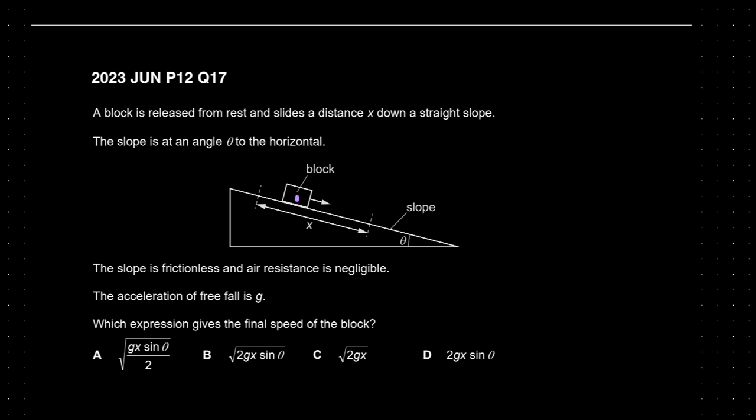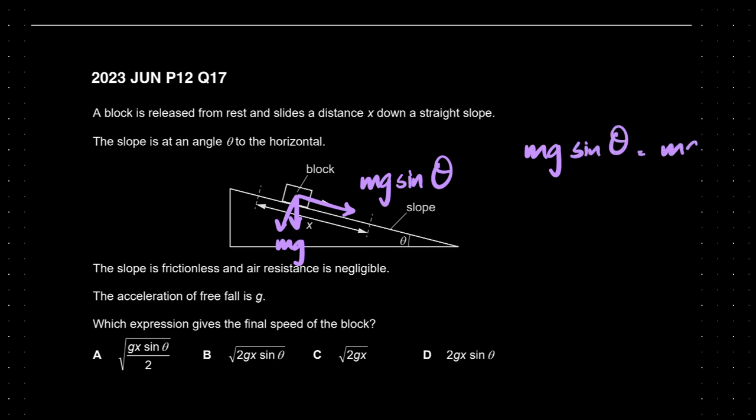So if this is the weight mg, the idea is that this component is always the sine one and this one is cos, which I don't even really need in this question. So there is this mg sine theta, and is there any friction? There is no friction. So this is the resultant force mg sine theta, which would equal ma. The m's cancel out, so the acceleration is g sine theta.